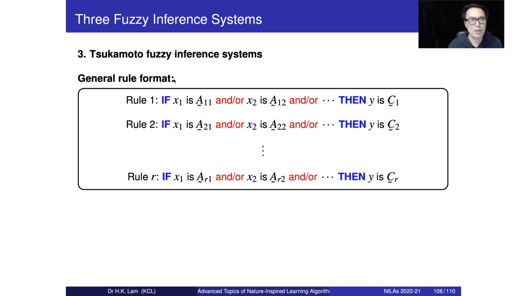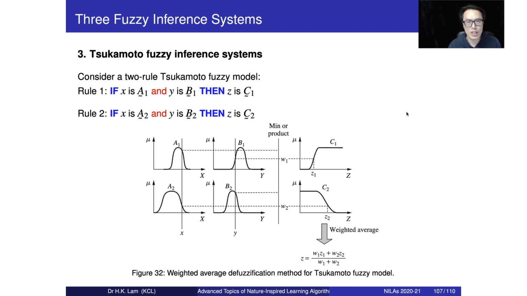Okay, now the Tsukamoto fuzzy inference system. The if part is the same. That means we will use the same rule evaluation method. The only difference is that y is defined like this. If you look at this form, it is exactly the same as the Mamdani type fuzzy inference system. But the only difference is that we only allow simple membership functions, either monotonic increasing or monotonic decreasing.